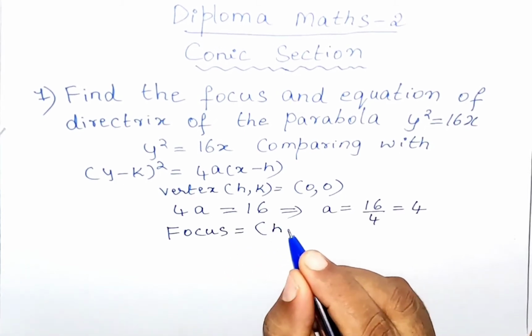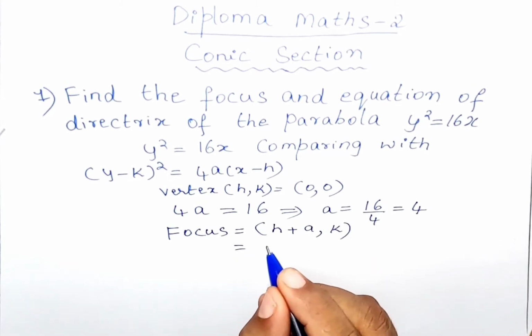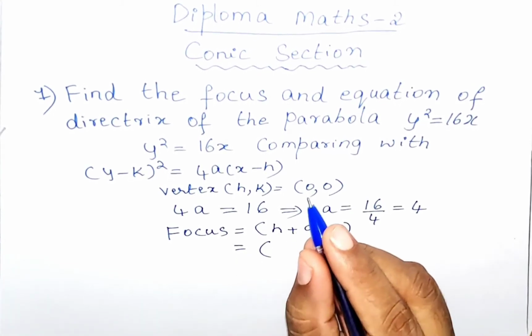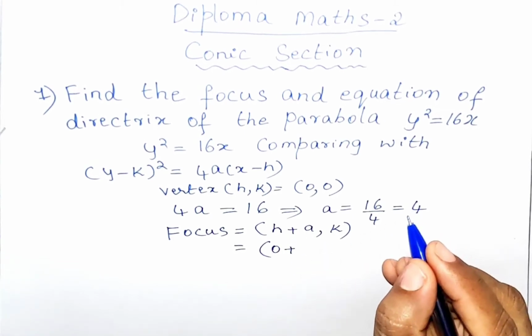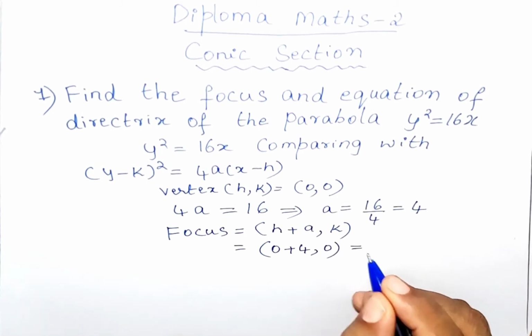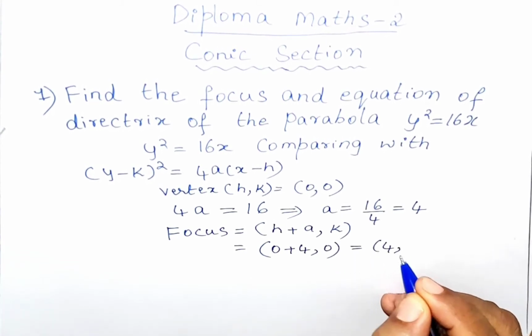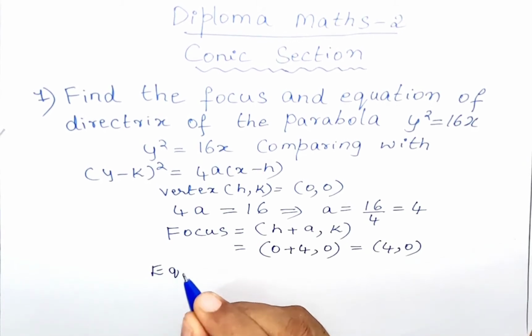Now they have asked us to find the focus. The formula for focus is h plus a comma k. We have found out our h. Our h is 0 plus our a is 4. So 0 plus 4 comma k is 0. So this will become 4 comma 0. So the focus is 4 comma 0.